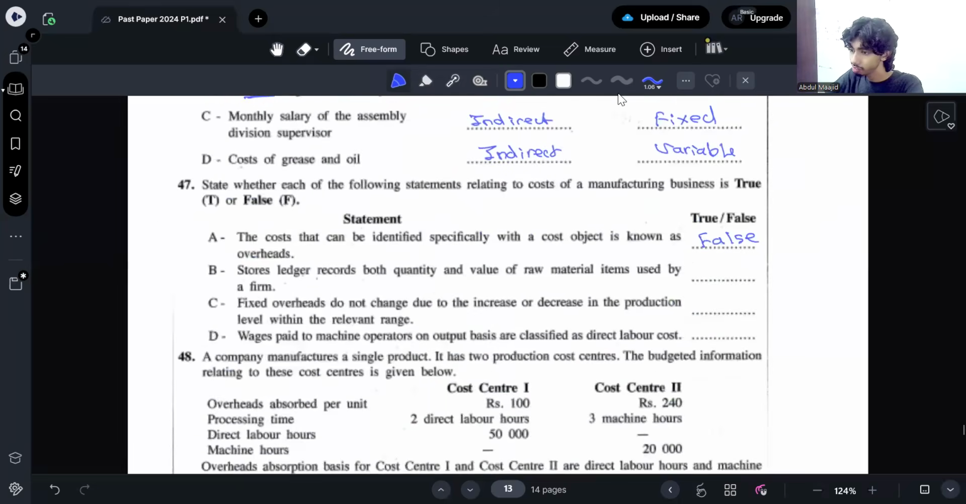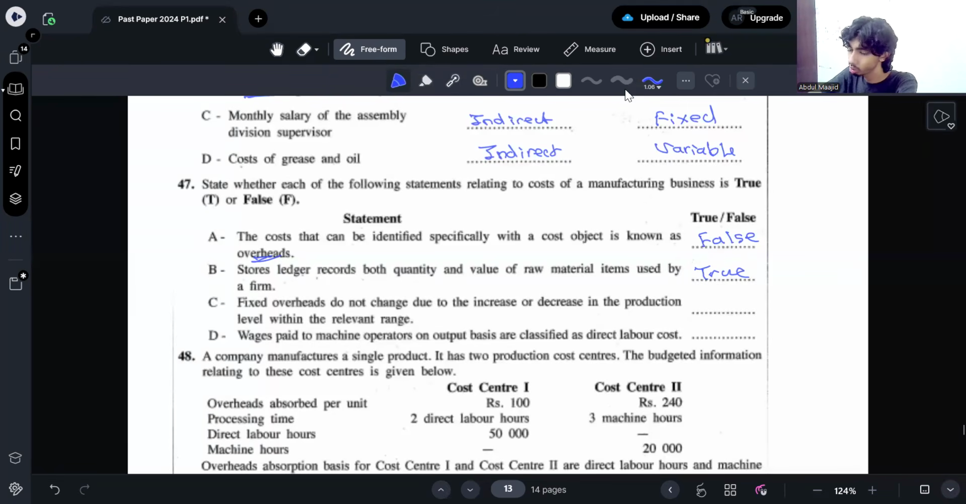Okay. So this is correct. So why is the first one wrong? The cost that can be identified specifically with a cost object is known as overhead. Cost that can be identified specifically. That means you can directly identify per unit how much. Overheads, can you directly identify per unit how much? Yes or no? You can't, right? Only prime cost you can directly identify how much it is per unit. Overheads you can't directly find. Therefore, it is false. Got it, Shastra?